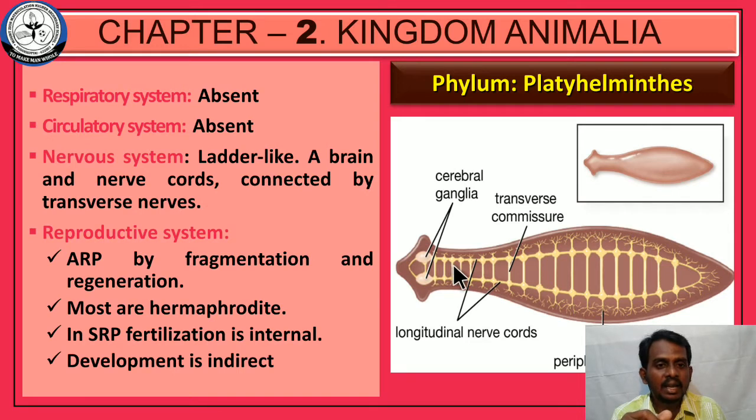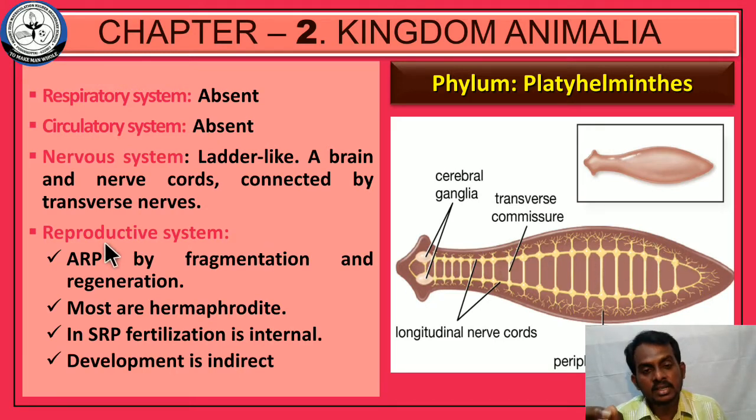See the ladder-like nervous system. See here, this is ladder-like. Ladder means ஏணி. Ladder-shaped nervous system. A brain and the nerve cord are connected by the transverse nerve. This is a transverse nerve. And this is a brain or a nerve cord. The nerve cord as well as the ganglion or brain is connected with the transverse nerve cord.